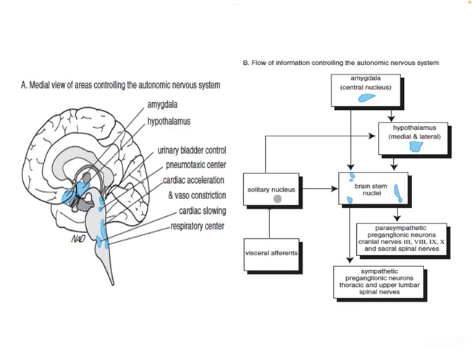This then projects to the solitary nucleus and then finally to the brainstem. And from the brainstem, there is a sympathetic response via thoracic and upper lumbar segments, and parasympathetic response to the cranial nerves and sacral spinal nerves.